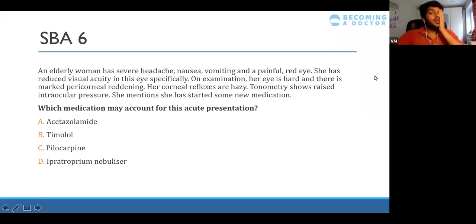An elderly woman has a severe headache, nausea, vomiting, and a painful red eye. She has reduced visual acuity in this eye specifically. On examination, her eye is hard and there is a marked pericorneal reddening. Her corneal reflexes are hazy. Tonometry shows raised intraocular pressure. She started some new medication. Which medication will account for this acute presentation?